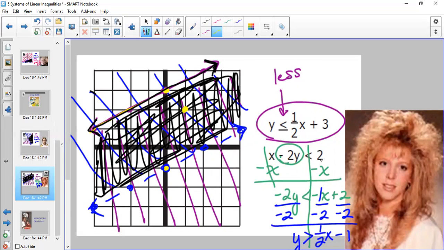And if you want to try it out, go ahead and try it out. So be very careful with the solid versus the dotted, because solid, those are part of the solution. Dotted, not part of our solution.